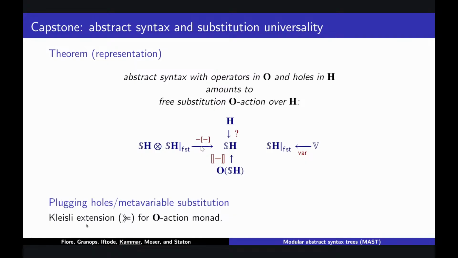And the Kleisli extension operator for that monad, for the O action monad, that's meta-variable substitution. And if I internalize it, so I need to show it's a strong monad, I need to assume one more thing about O, then actually I get a strong monad, and you can really do meta-variable substitution through a monadic kind of notation, which I think is pretty cool. So that's the capstone. So what?